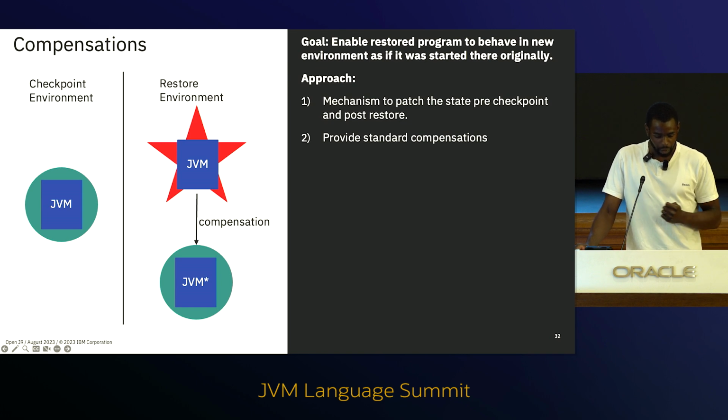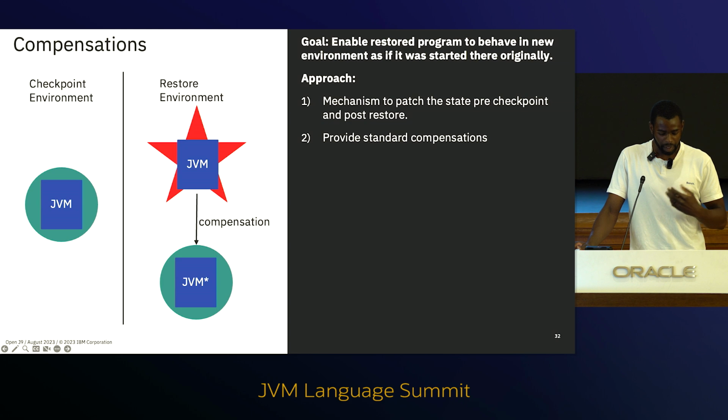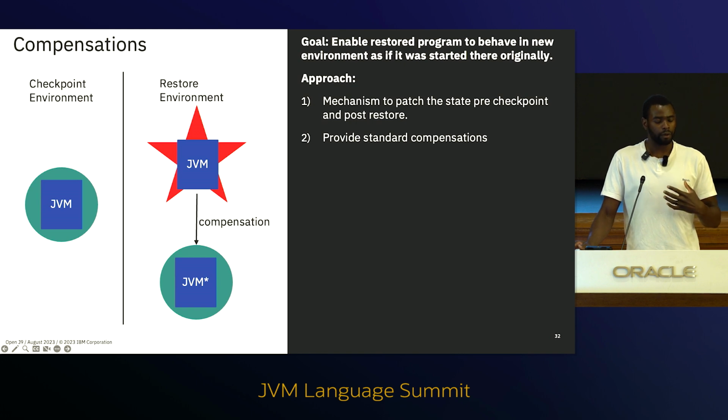So with CRIUSupport, we do provide some standard hooks. So things like fixing up time-related APIs, such as JVM timers and System.nanoTime, MX beans that detect OS resources, clearing the DNS cache, adding entropy for security and random instances, etc.